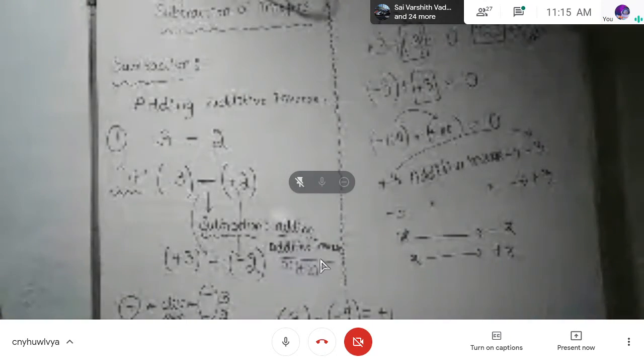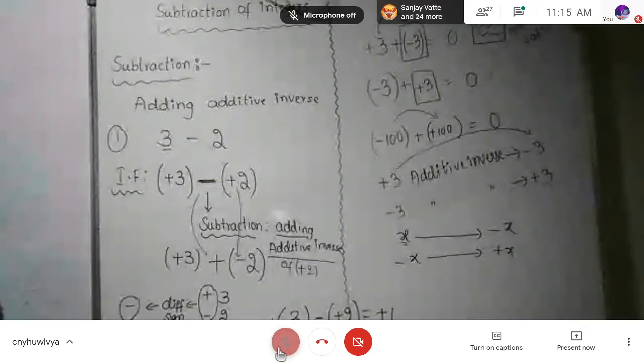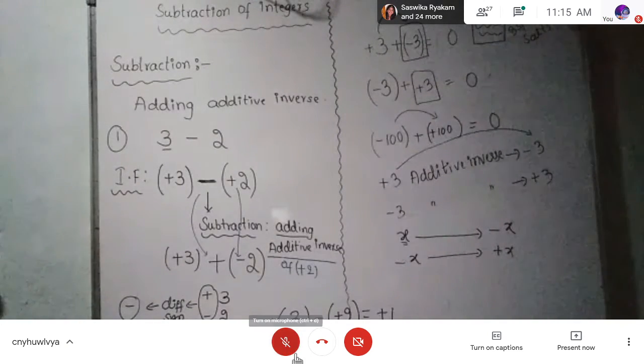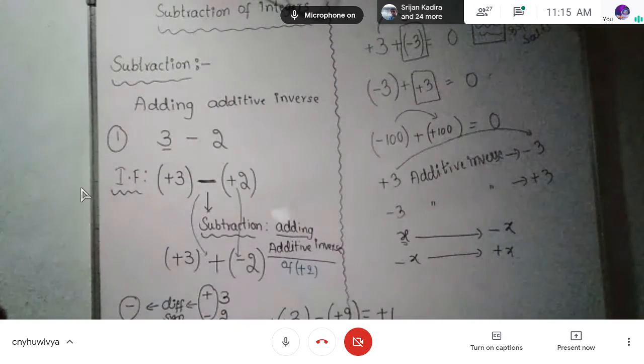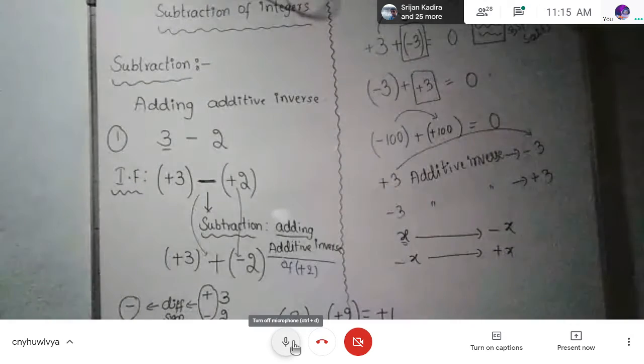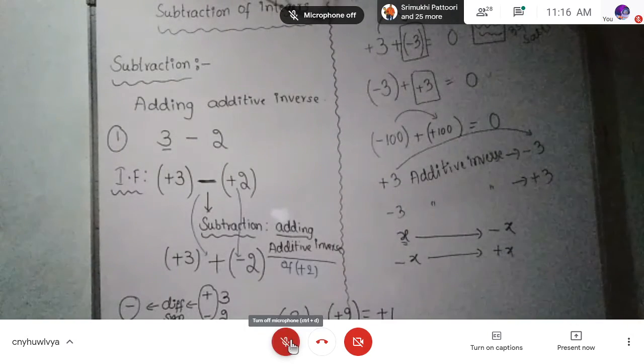See, for me, maths is not maths. Maths means Telugu, maths means English, maths means Hindi, maths means science, maths means social, maths means everything. And for me, science is also not science. Science is also maths.